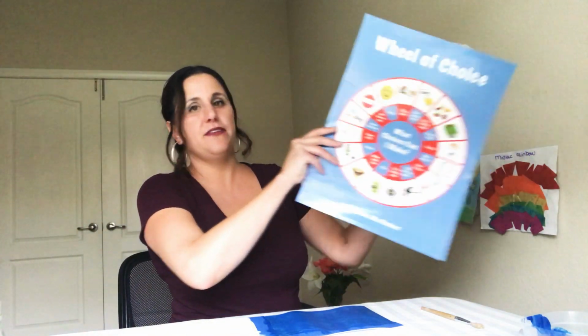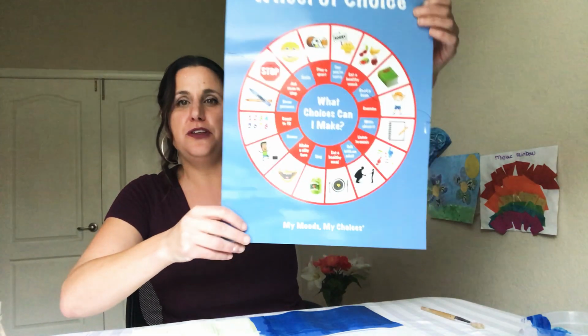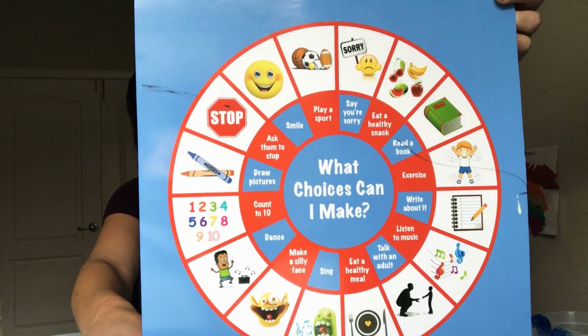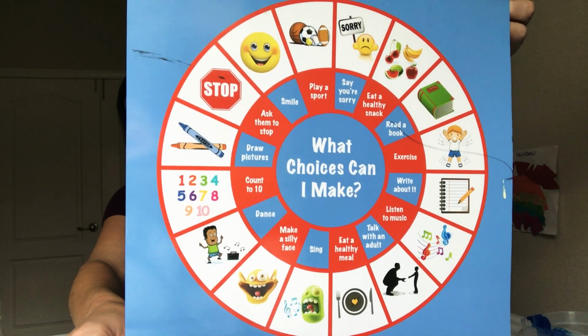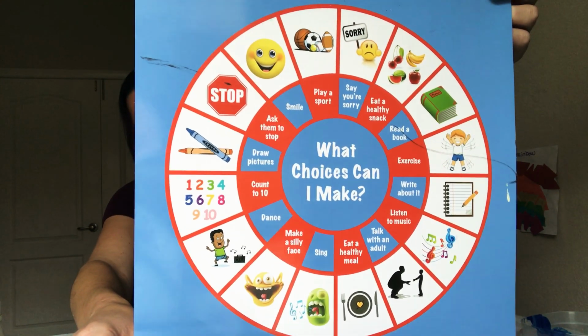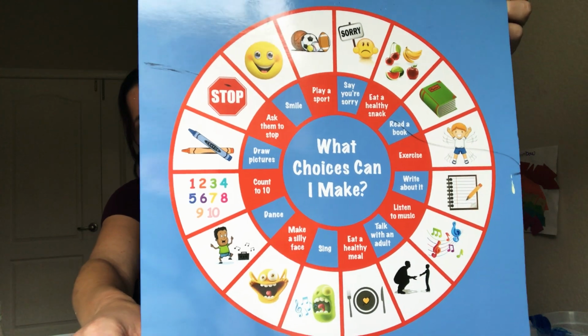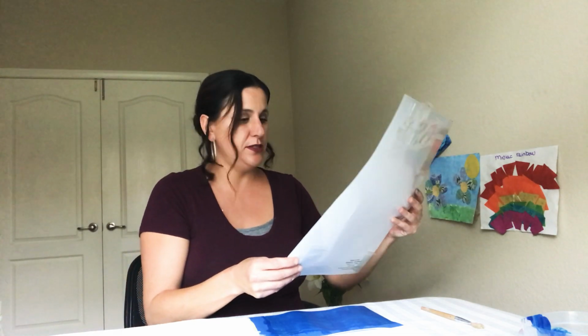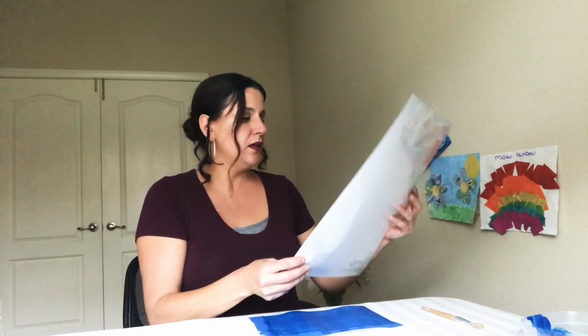So the next chart we have is called a wheel of choice. We didn't use this too much in the classroom. I feel like this is a better chart to do one-on-one, like if your parents did it with you. So when you're feeling a feeling, you have different choices. Once you don't feel overwhelmed anymore, you have different choices on how to process your feelings.